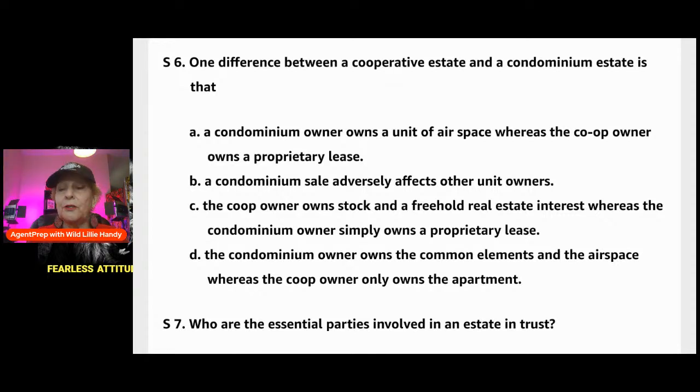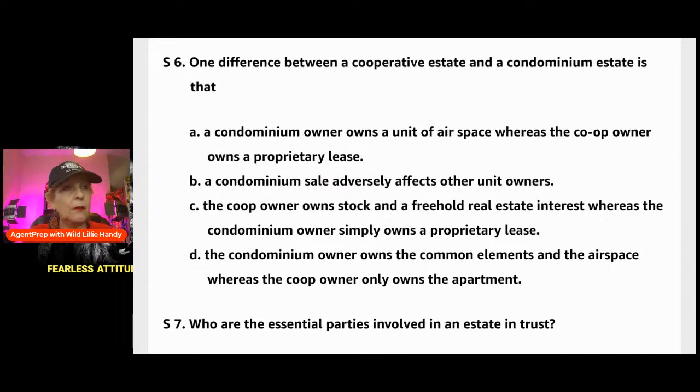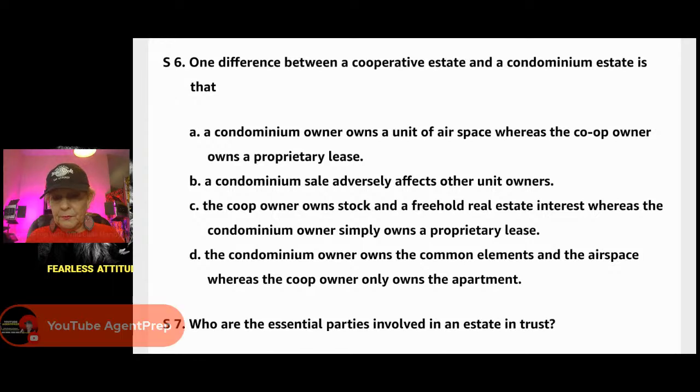And yes, the answer is 6A. Very good. A condominium owner owns a unit of airspace. So in a building, they own the inside of that condo, where a co-op owns a proprietary lease. It's a corporation and has share owners, and they end up leasing proprietarily because they're members of a corporation. So very good.